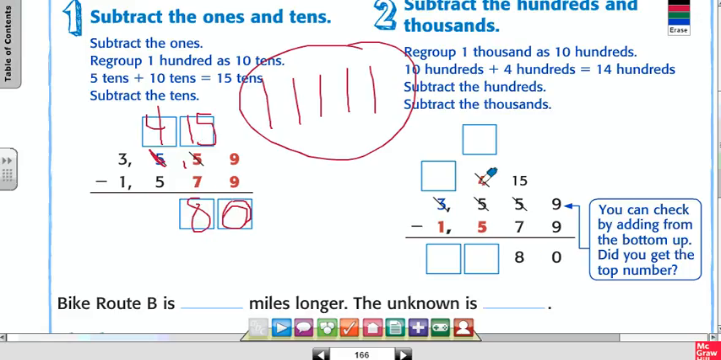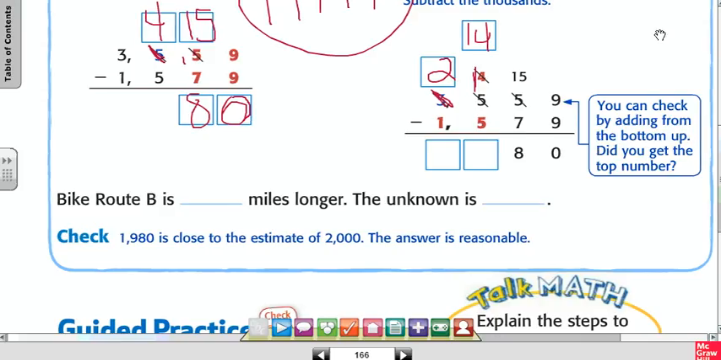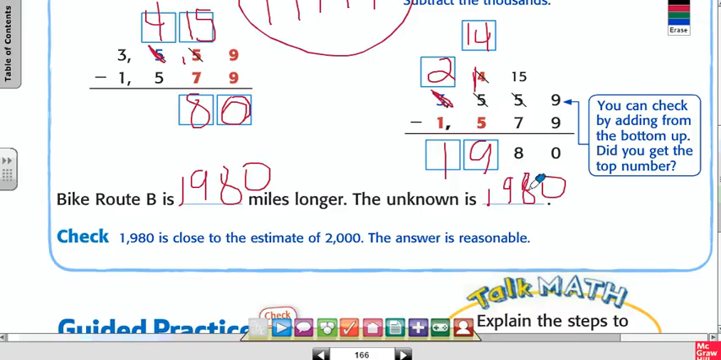4 minus 5, can I do that? No. So I'm going to borrow from this 3, which is in the thousands place. I'm going to borrow 1,000. So if I borrow 1 from 3, I have 2. So the one that I borrowed goes right next door. Instead of 4, I have how much? 14. Now 14 minus 5 is 9. And 2 minus 1? 1. So route B is 1,980 miles longer, and the unknown is 1,980. That was the answer that we didn't know about.